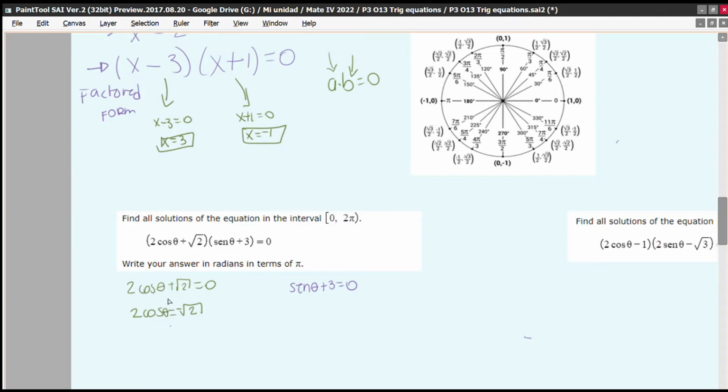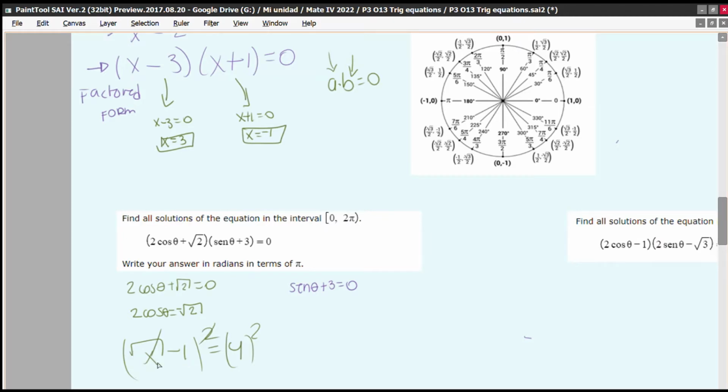Then I have a 2 multiplying my cosine theta, and I want to leave my cosine alone before I apply an inverse function. Okay? Watch out, it's as if you wanted to do this, and I ask you to find the value of the square root of 2. You can't do this to get rid of the square root.